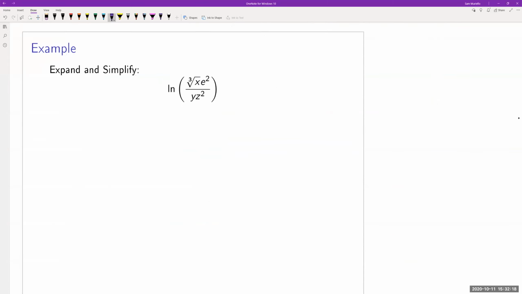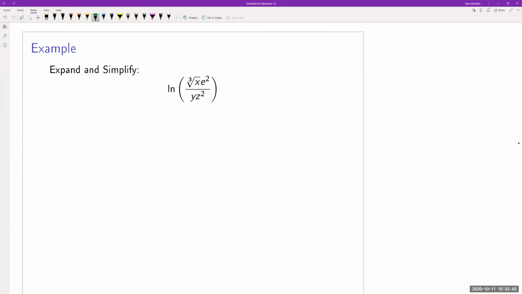Let's start ourselves off with this, and we would like to expand and simplify. So when we say expand and simplify, we would like, instead of this being one big messy log, to write this as several distinct logarithms. Now, the first thing that we can do is notice that there's a lot of multiplication and division going on here. Multiplication will show up as addition, and division will show up as subtraction.